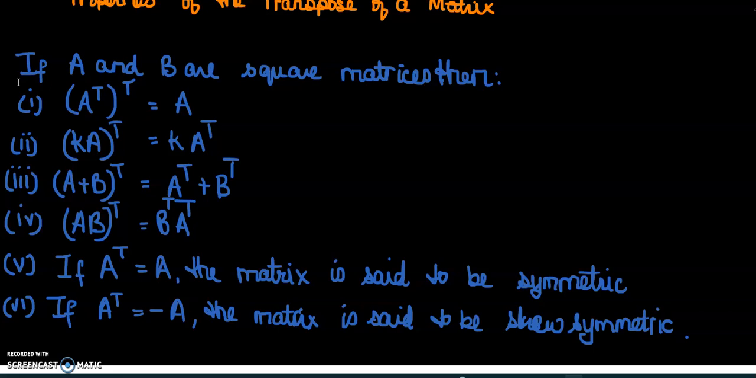If A transpose is equal to A, the matrix is said to be symmetric. And if A transpose is equal to negative A, the matrix is said to be skew symmetric.